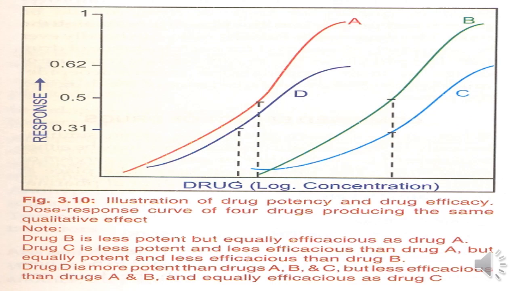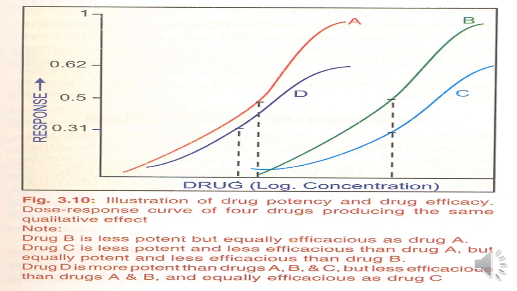So drug B is less potent but equally efficacious as drug A. Look at this. We are getting response here, whereas drug B is getting response over here. So potency is very, very important. Okay? In clinical practice, we have to look at the efficacy and potency both.